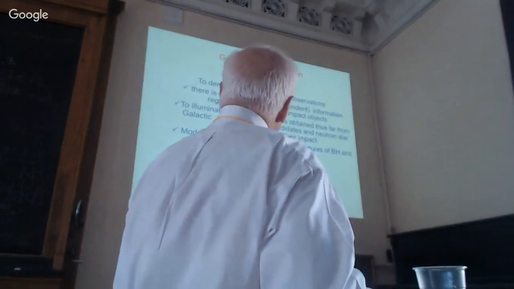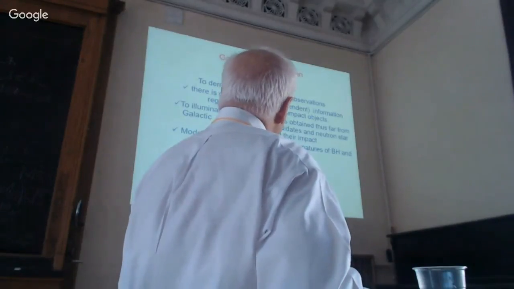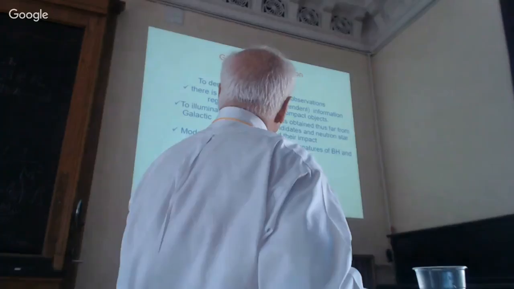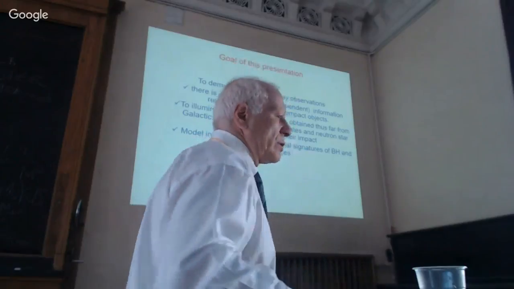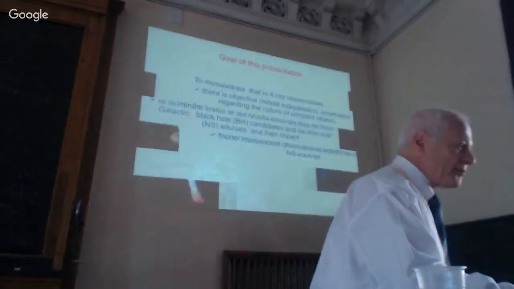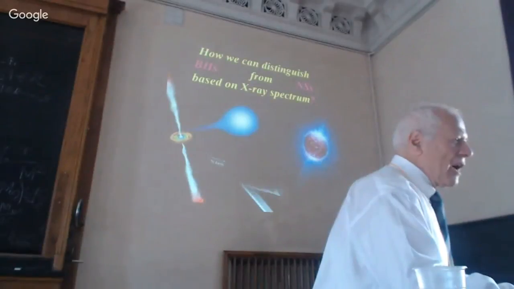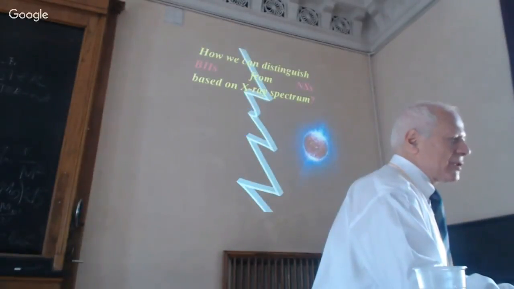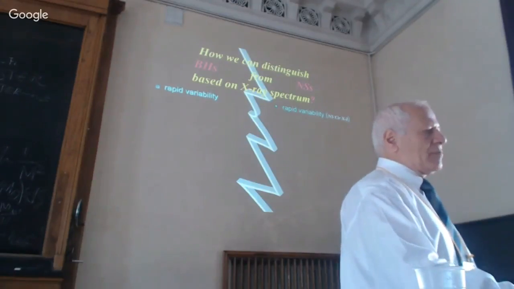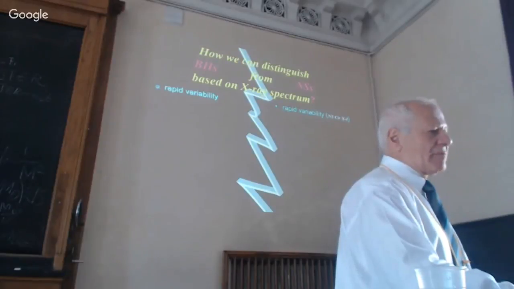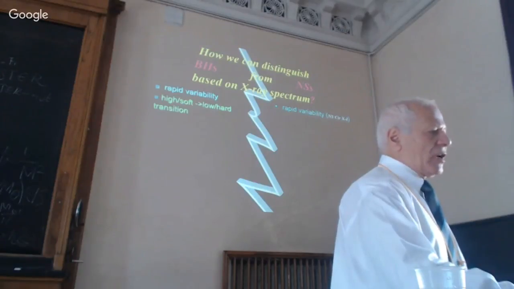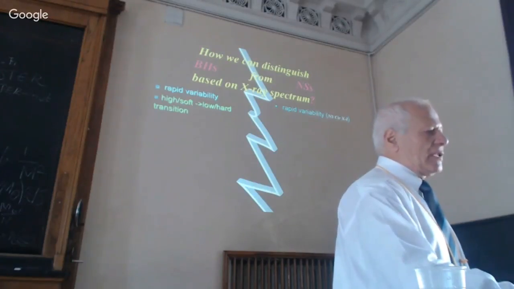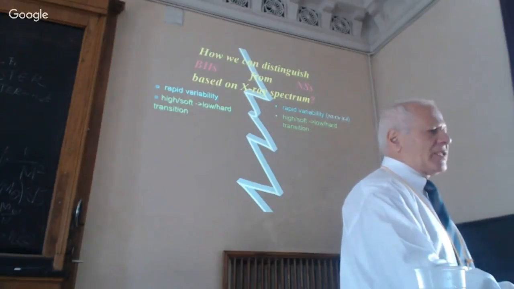So then I review the status of our results obtained up to now for black hole and neutron star, and then the model independent observational spectral and timing signature of black hole and neutron star. This is my plan. So, how can we distinguish black hole from neutron star? This is the point. Rapid variability in black hole, in neutron star the same. High soft, low hard state transition in black hole, I'll go into details on this, and we can see in neutron star the same.